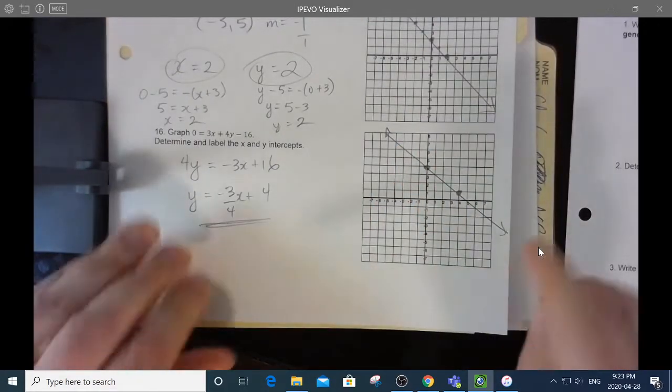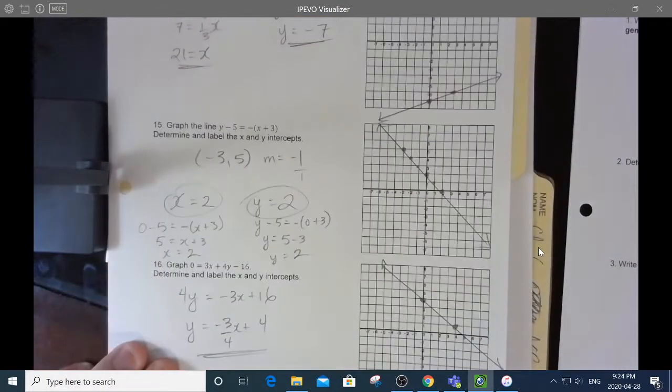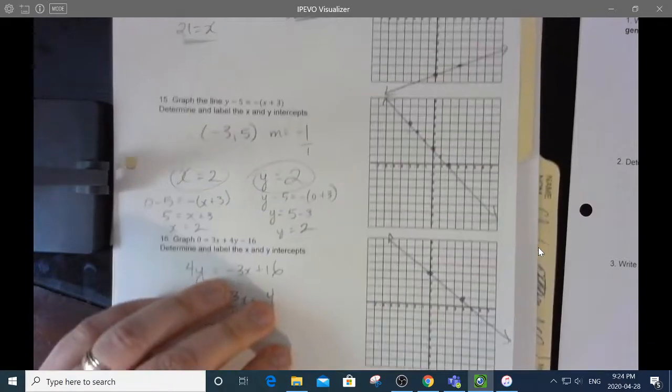Everything graphed. And I think that's it for this thing. Yep, that's it. So that was your review. If you found this really hard, go back and do more homework before you tackle the test.